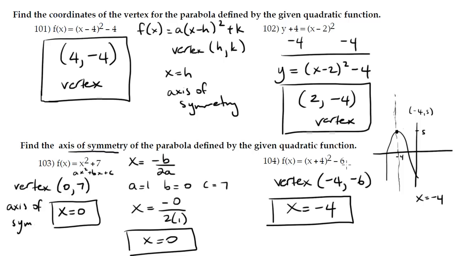If you wanted to multiply this out and confirm that you get x equals negative 4 if you use the axis of symmetry formula, either way. But this problem, I think the nicest way to do it is to get the vertex and then that vertical line that goes right through the vertex, x equals negative 4, that's the axis of symmetry.